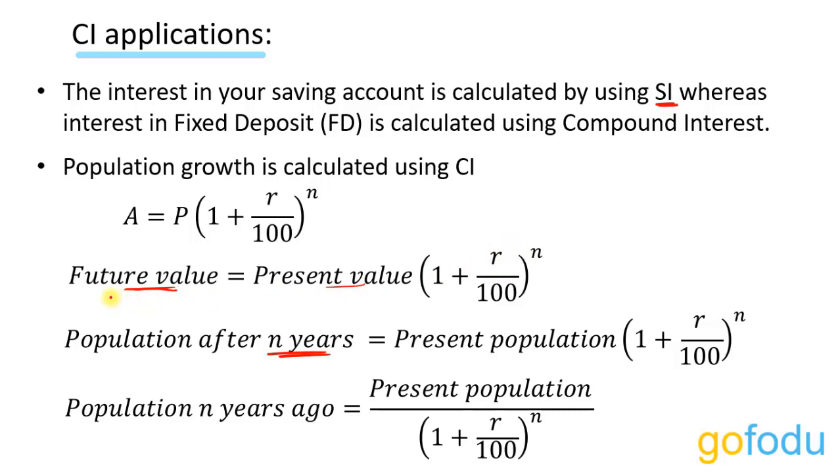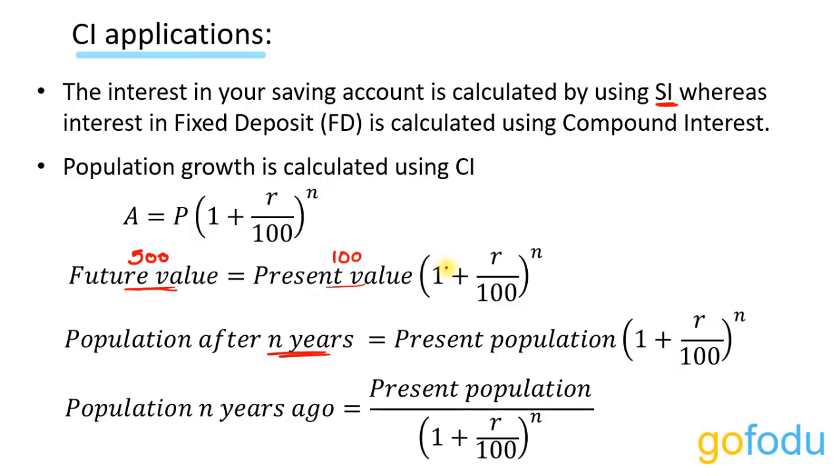Now this formula, future value is equal to present value into (1 plus r upon 100) whole raised to n, this works for time value of money as well. You have 100 rupees today. What would be its future value? Maybe after 50 years or 60 years, those 100 rupees would be worth 500 rupees in future. So future value could be calculated using this formula.